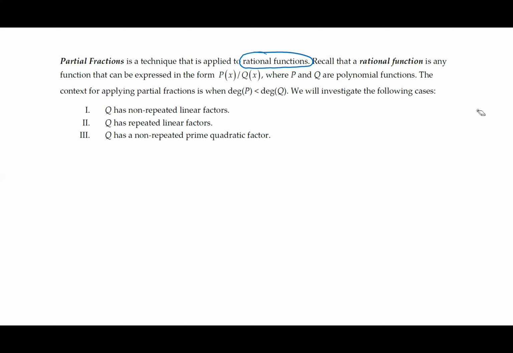And so we're going to look at these 3 cases. There are more cases. You could generalize this, but we're going to limit ourselves to these 3 cases because once you see these, I think you can appreciate what the others would be. So the first would be that there are non-repeated linear factors in that denominator. The second, repeated linear factors. And the third, a non-repeated prime quadratic factor. All right, so let's take a look.